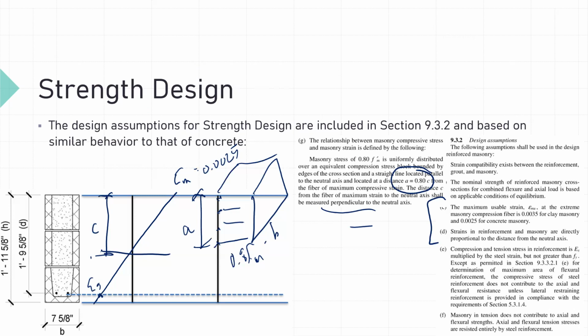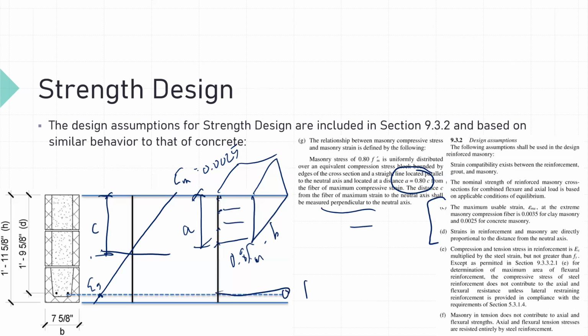And I wanted to point out here that in ACI 318, that 0.80 is not a constant. It is based on the compressive strength of our concrete and a factor called beta 1. But in masonry, it's taken as a constant, which is 0.80 times c. So a, the depth of our stress block, equals 0.80 times c, which is the depth to our neutral axis. So we have everything on the compression side.